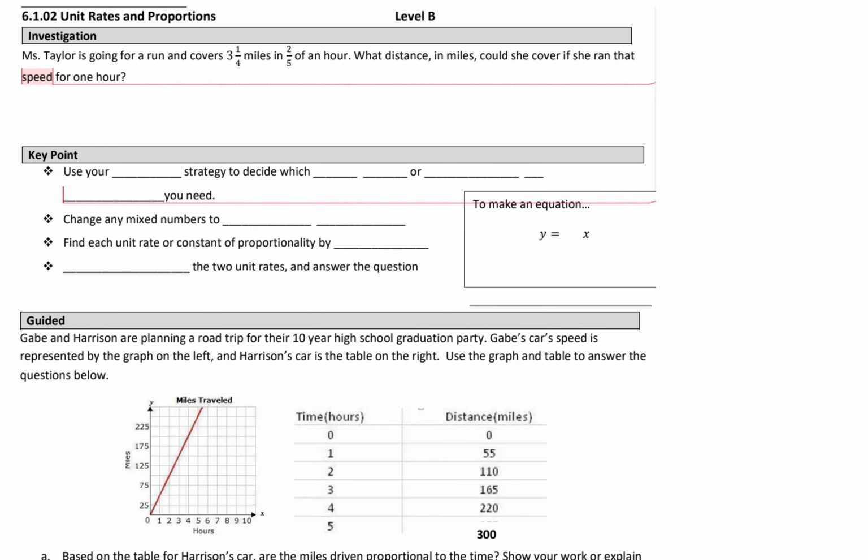Hey guys, it's your last day of Try 2. We're going to do our last review lesson. This is going to be about unit rates and proportions.